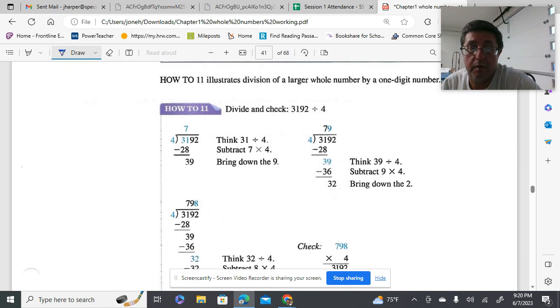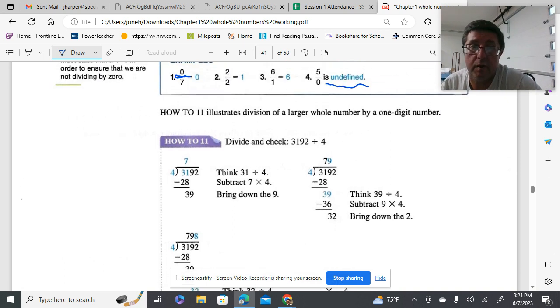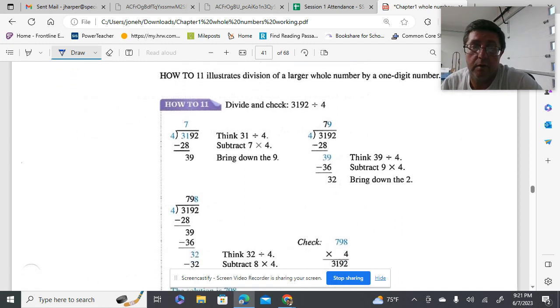Okay, so now we go to How To 11, which illustrates division of larger whole numbers by 1 digit. If you have a number like 3,192 divided by 4, you take 4 and you divide it into a reasonable number. So we're going to divide 4 into 31. Well, you know it'll go in 7 times.